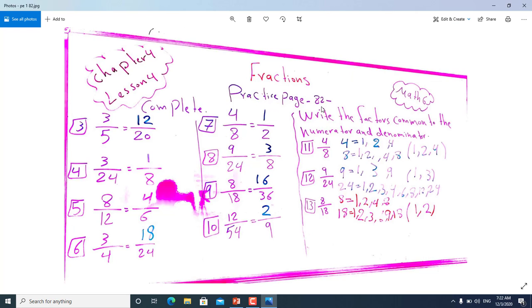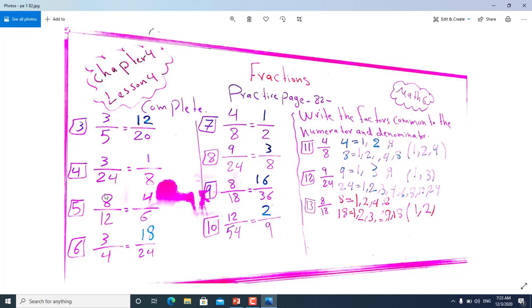Practice, page 82. Complete. We have these fractions, and we will write an equivalent fraction. From number 3, we have 3 over 5 equal to a number over 20. So 5, how can we make it 20? By multiplying by 4. 5 multiplied by 4 is 20. The numerator of the fraction we also multiply by the same number, that means we multiply by 4. We get 12. 12 over 20 is an equivalent fraction.